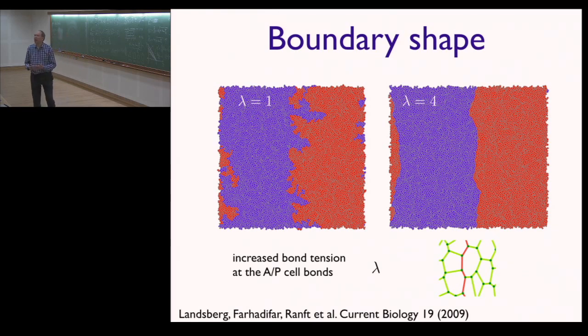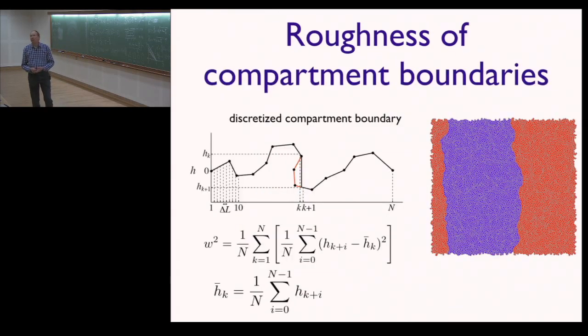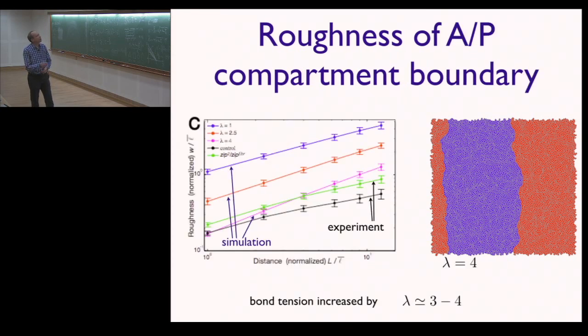That's roughly what we need to account for the roughness measured in the real compartment boundary of the tissue. So we use a measure of roughness that is borrowed from interface physics. We have the variance of the height of the interface shape versus distances over which one measures the variance. And here we vary the value of lambda from 1 to 4, and with a value of 4 we get the same order of magnitude for the roughness as in different experiments.